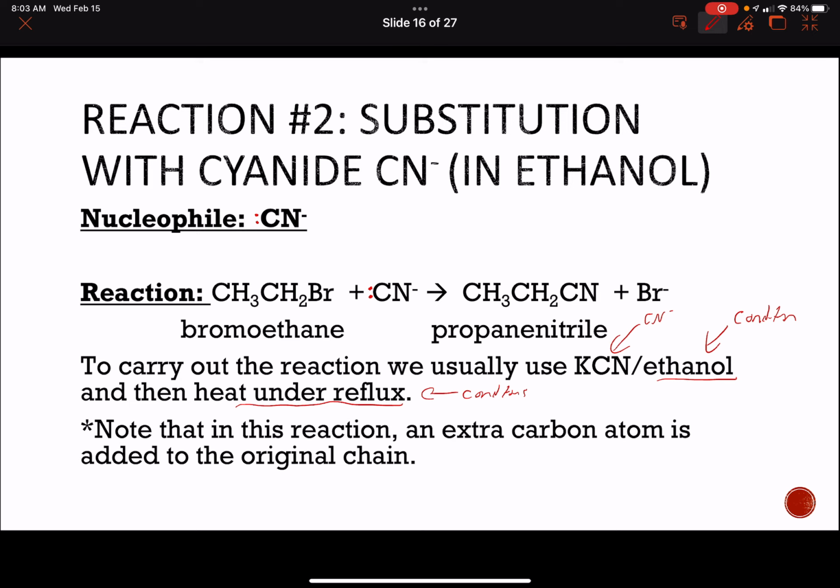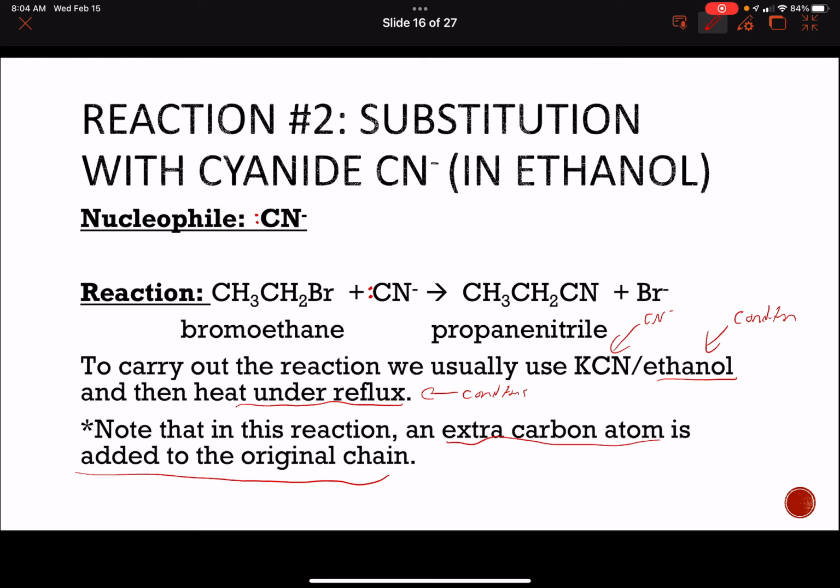It's also important to note that this is the only type of nucleophilic substitution reaction where you add an extra carbon atom to the original chain. So you lengthen the carbon chain when you do a substitution with cyanide. Sometimes it is important to lengthen the carbon chain for different reasons, and so this is a tool in the toolbox to do that. So let's take a look at what flashcards we should make.